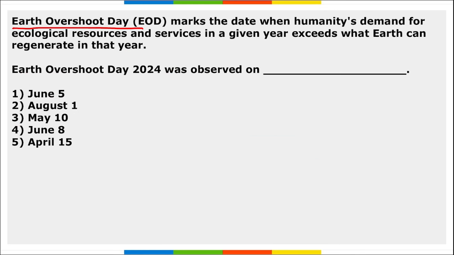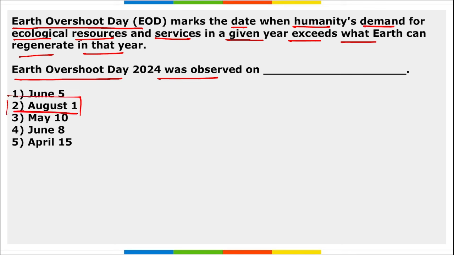Next, Earth Overshoot Day marks the date when humanity's demand for ecological resources and services in a given year exceeds what Earth can regenerate in that year. So Earth Overshoot Day is generally observed when? Earth Overshoot Day is observed on 1st of August. Right? And as we just saw, this day is observed when humanity's demand for resources and services exceeds the capacity of Earth to regenerate those resources, right? And for the first time, this day was observed in 1971.